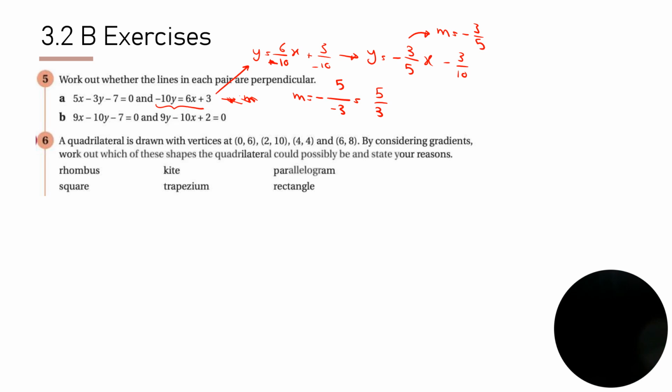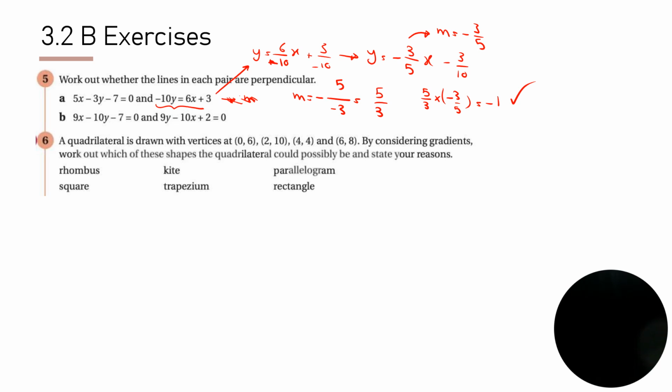To check if they are perpendicular or not, let's multiply the gradients. The first one is 5 over 3. The second one is negative 3 over 5. If we multiply them, we will get negative 1. As we said, if the gradients' product becomes negative 1, the lines are perpendicular. Therefore, the answer would be yes.